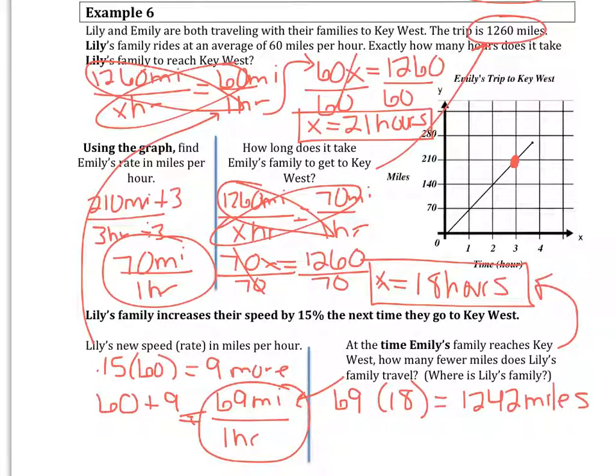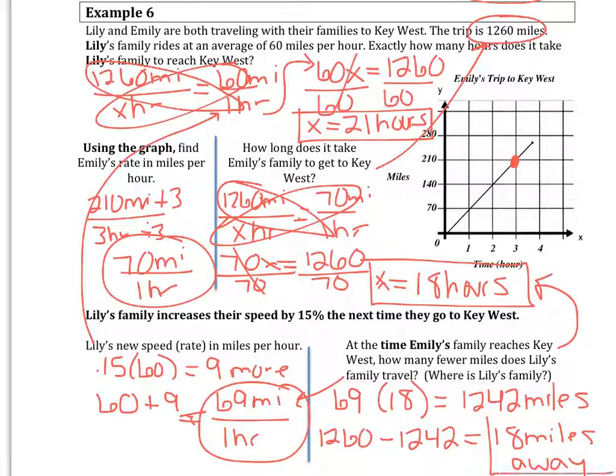So how many miles more do they have to travel? If we were going to solve that, we would take the total distance of the trip, which is how many miles Emily's family would have traveled at this point, subtract the number of miles that Lily's family has traveled, and we end up getting 18 miles away. So where is Lily's family? They are 18 miles away when Emily's family arrives, based on their increase in speed.